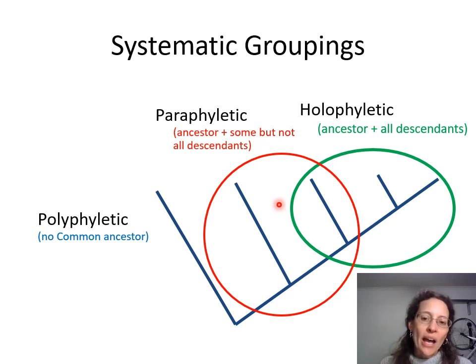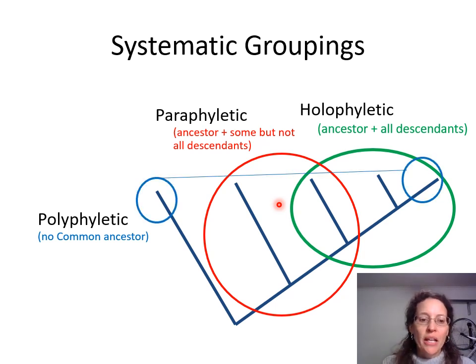Polyphyletic, that's when we don't have a common ancestor at all. That's when we're taking these guys here and these guys here, and we're going to talk about them, but they don't share one common ancestor in that group. So we have polyphyletic, paraphyletic, and holophyletic.